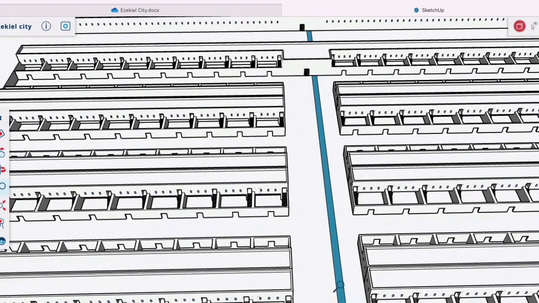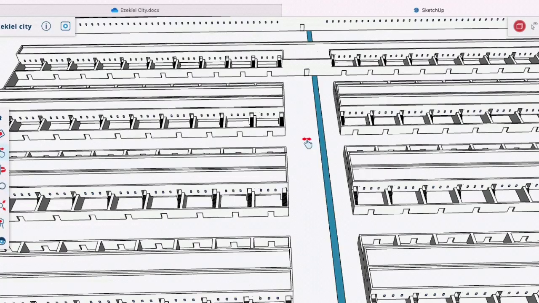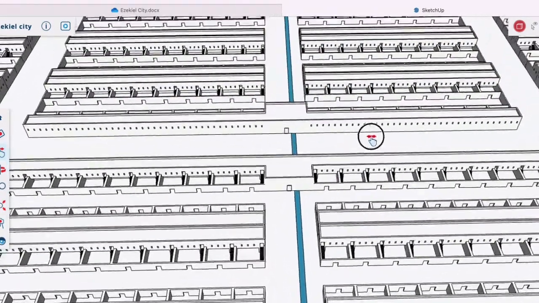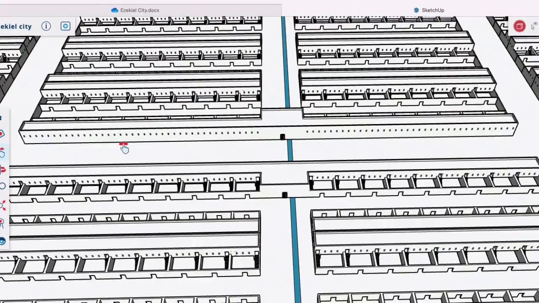A river is proceeding from a temple, and it's passing through. Okay, and each city block is enclosed in its own wall, and it has at its entrance a gate at either side, as you can see.